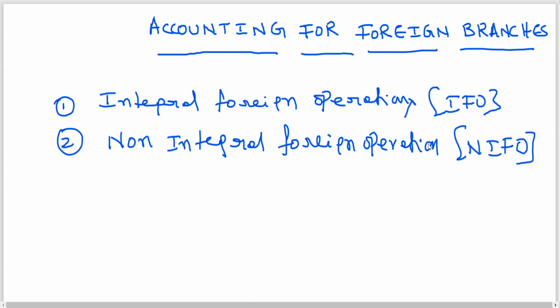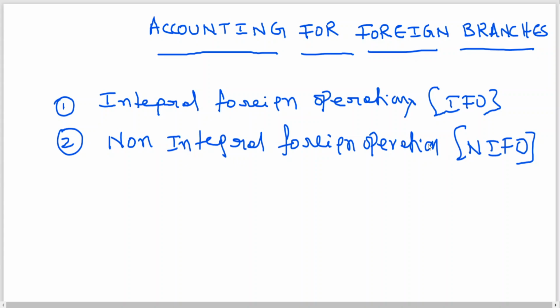Reporting enterprise means where it is situated. I have taken the example of Calcutta, India. That's the home office. But the activities are being carried out in America, Washington. So you should understand that whatever activities are carried out, they are an integral part. They depend on the reporting enterprise, and that is called an integral foreign operation.